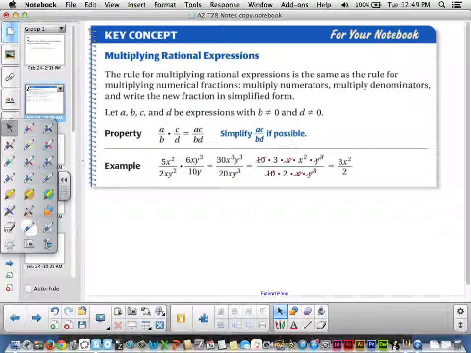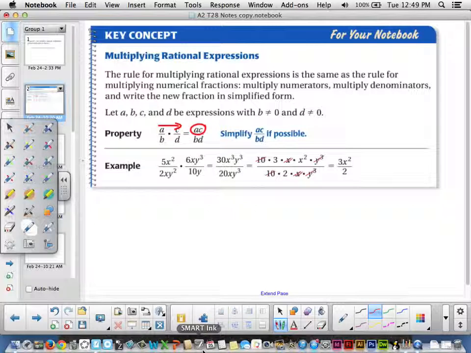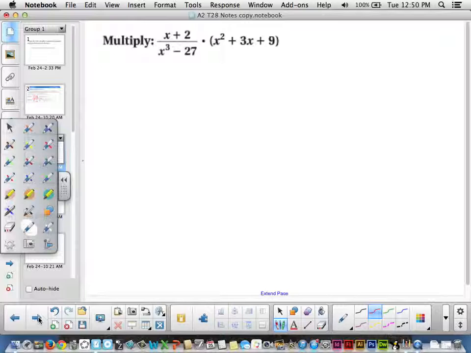The rule for multiplication is you go across the top and go across the bottom. So for example, a over b times c over d, just multiply the top, the numerator, to get a times c, and multiply the bottom, the denominator, to get b times d. If it is an expression, you do the same thing, go across the top, and if there's anything in common, you're going to simplify. Like here, the 10s are in common, the x's, and the y's. So let's look at a first practice problem.